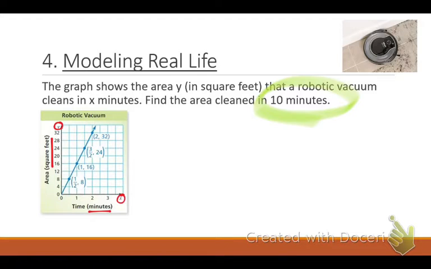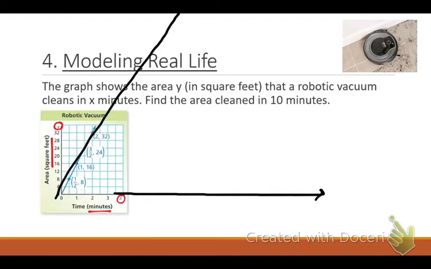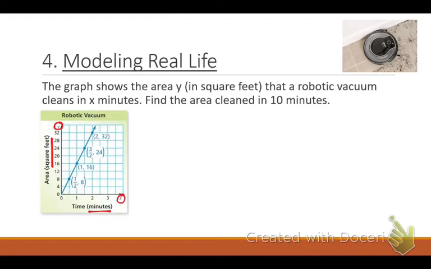Now, this is what my question has asked me. Find the area cleaned in 10 minutes. Guys, does my graph go up to 10 minutes? No. Why do you think this graph doesn't continue to go all the way to 10 minutes? It would be way too long. If this thing keeps going and going, I cannot fit that huge graph on my paper. So instead, that's why we have this constant of proportionality.